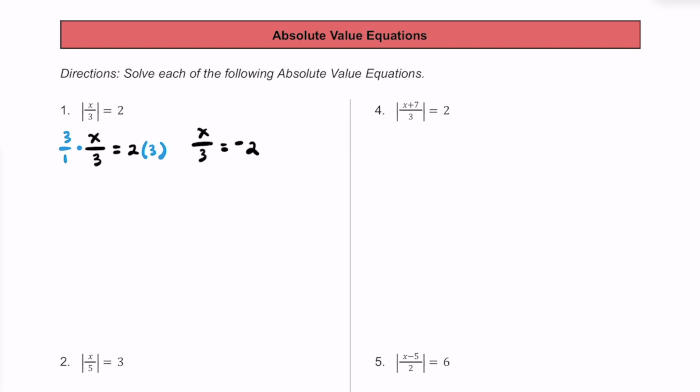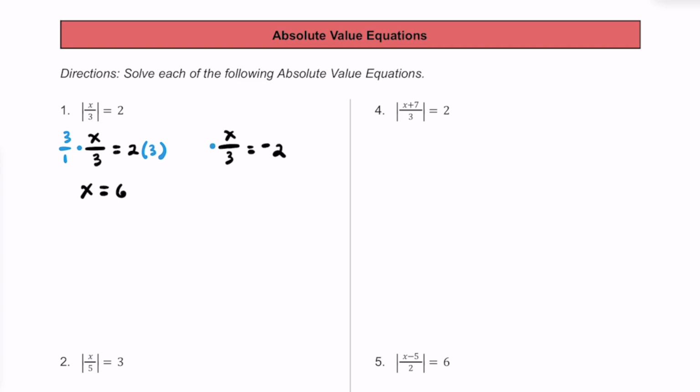If we go ahead and do that, notice on the left side here, these 3's will cancel out to make 1. So we just have 1x, or just x. And on the right side, 2 times 3 is going to be 6. So that's going to be one of our solutions. I'm going to go ahead and move this over just a little bit.